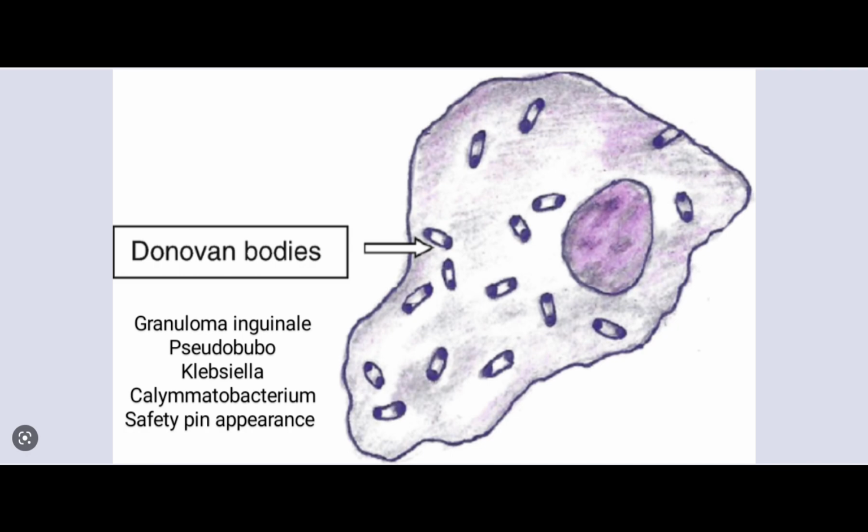Then the next image we have is of Donovan bodies. The Donovan bodies have a classical safety pin appearance and these are found in granuloma inguinale, also known as pseudobubo. It is a type of STD. If you want to see the gross image, you can visit the dermatology images section. Granuloma inguinale is caused by Klebsiella granulomatis, also known as Calymmatobacterium, and it gives the safety pin appearance.